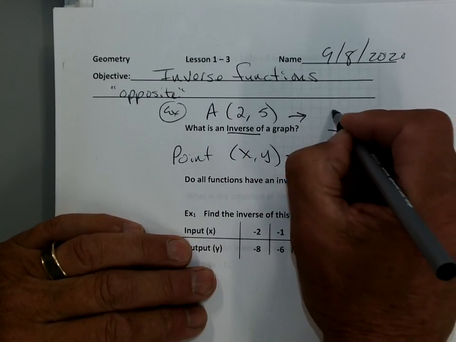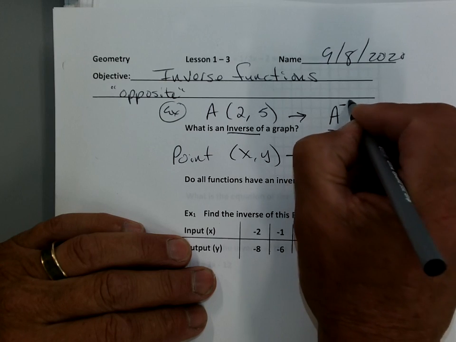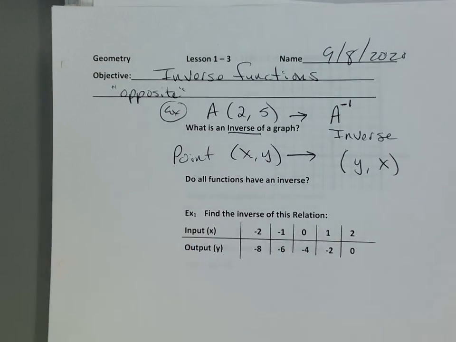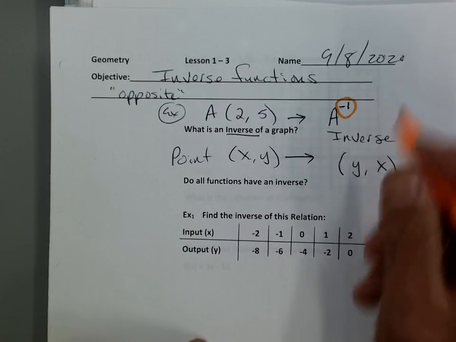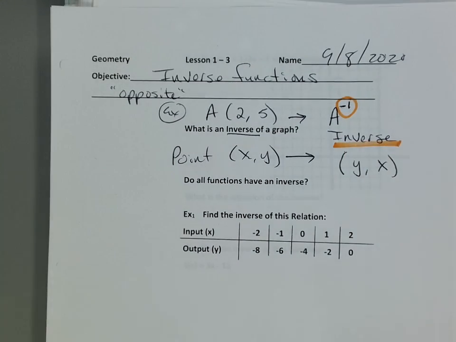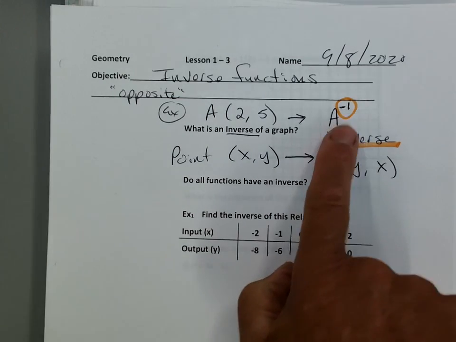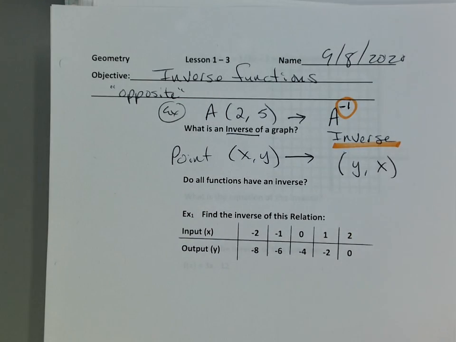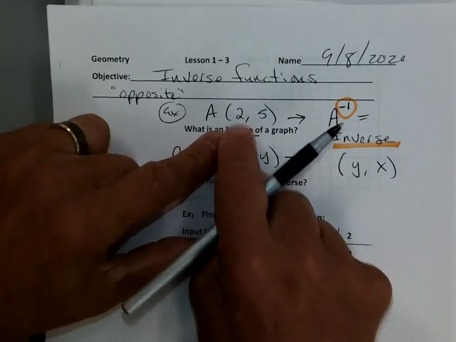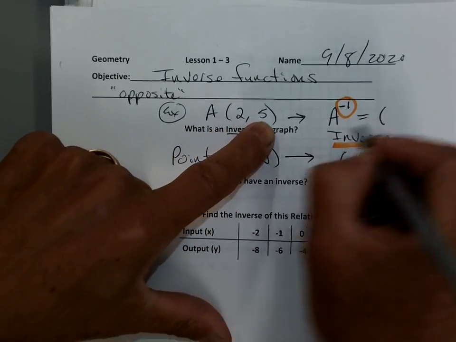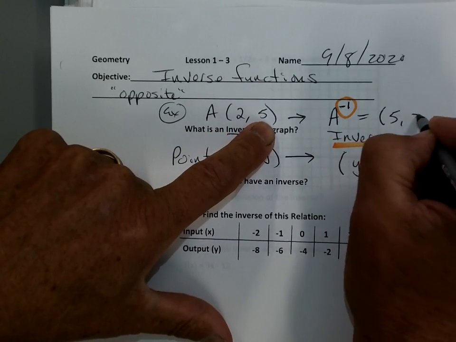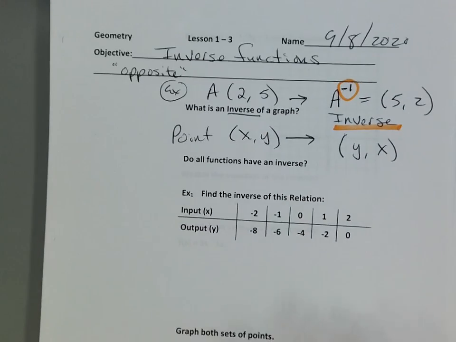So we like this little symbol here. See this little -1? Everybody see that? I'm going to highlight that. So when you see that little symbol, you know that it's the inverse. Remember, math people like symbols. So you see an inverse, see that little -1? It means inverse. So if I wanted the inverse of this point here, just going to switch them around and make it a (5, 2). Okay, there you go. Piece of cake, right?